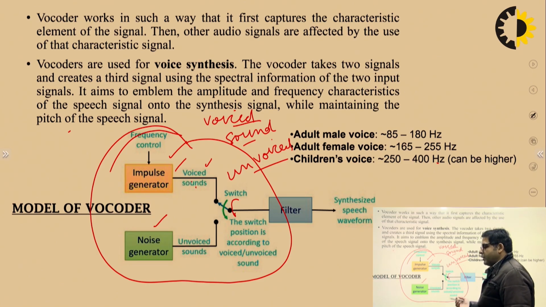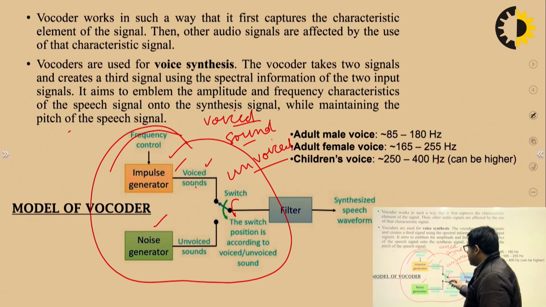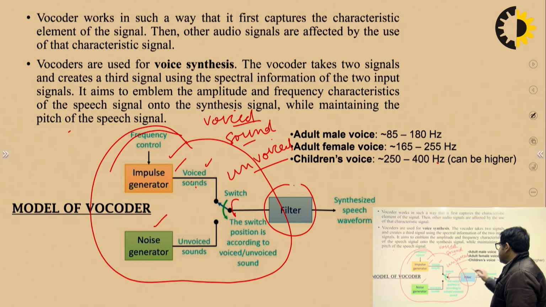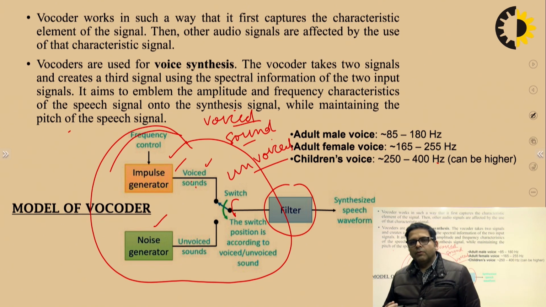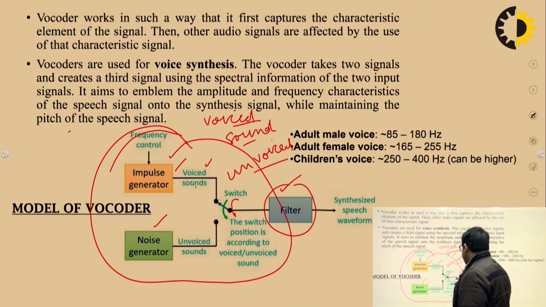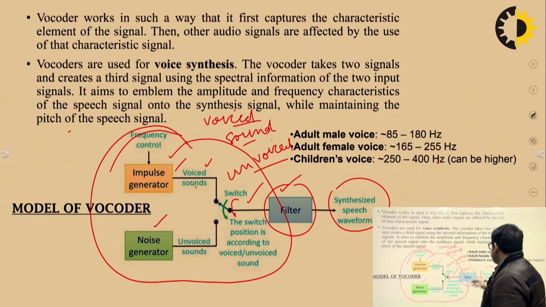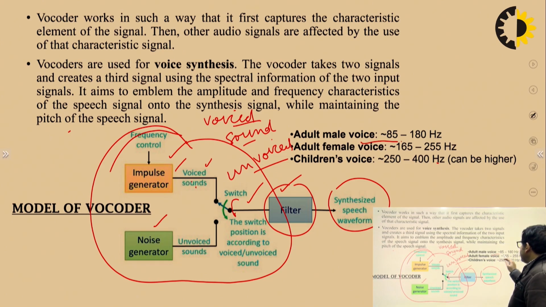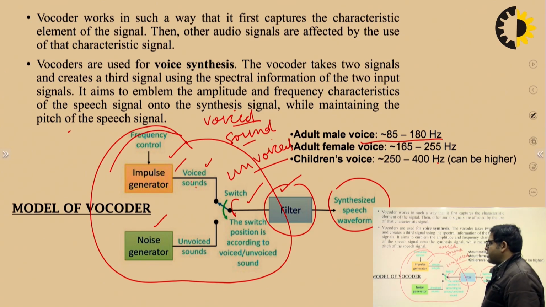When we need to generate voiced sound, the switch corresponds to the impulse generator, but when we need unvoiced sound, the switch changes its position and comes under the noise generator. The filter represents the effect of the nasal and vocal cavity. So, this filter shapes the sound which passes through it, and at the receiver end we have the synthesized speech signal. We know that the adult male voice has a frequency of 85 to 180 Hz, and the adult female voice corresponds to a frequency of 165 to 255 Hz, whereas the children's voice frequency range is 250 to 400 Hz, and it can be higher also.